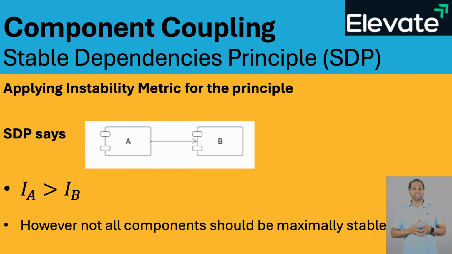So according to SDP, if there is a component A dependent upon component B, the instability of A should be larger than the instability of B.